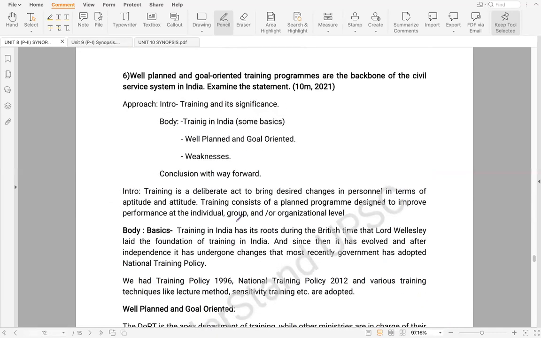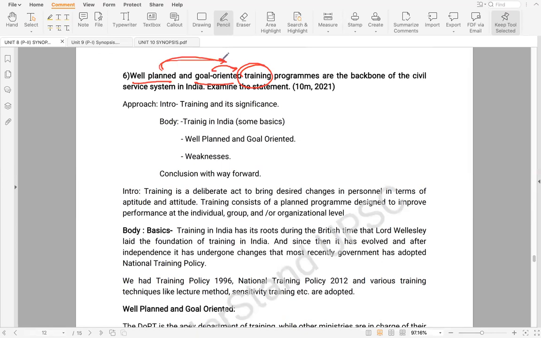Yes. Move on to the next question. Well-planned and goal-oriented training programs are the backbone of the civil services system in India. Examine the statement. This is again majorly training. So this is overall holistic training. And you just use two adjectives, well planned and goal oriented.